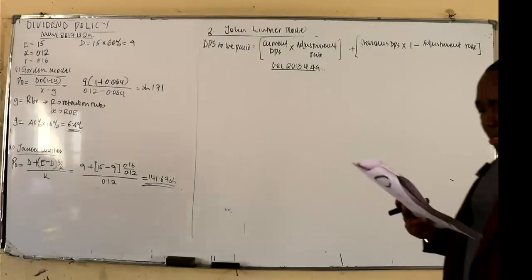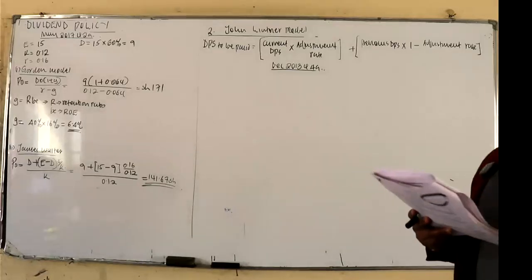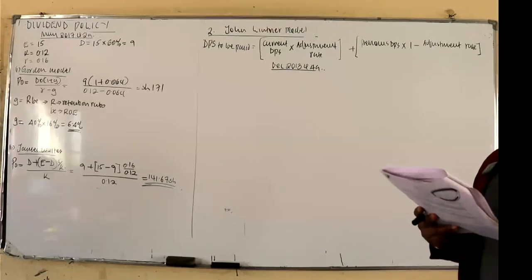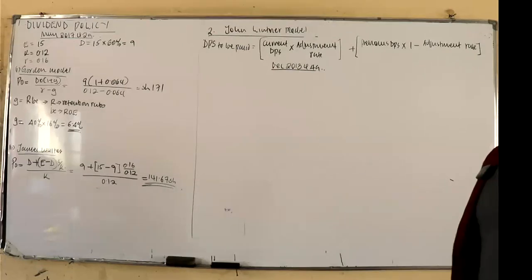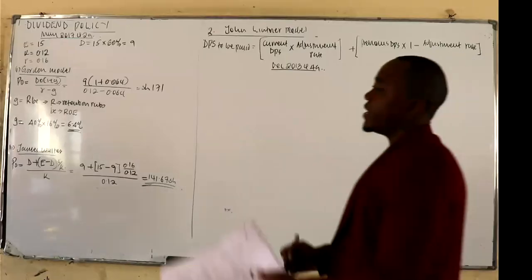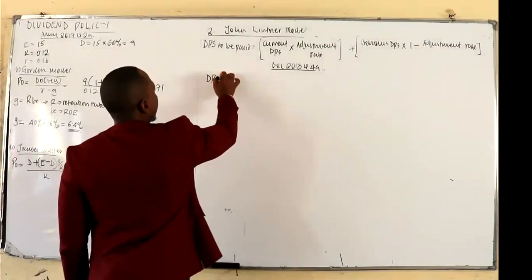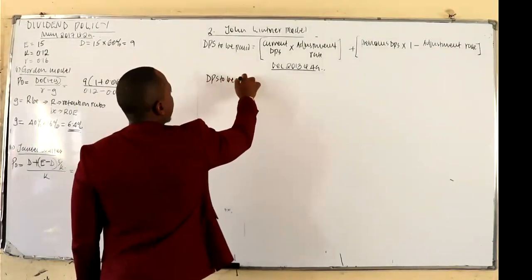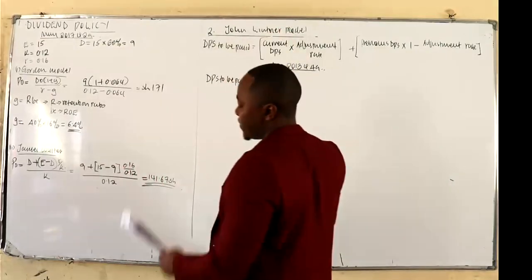Required: using John Lintner's model, determine the dividend per share of Nemax Limited for the year ended 30th of September 2013. Determine the dividend to be paid. So to get the dividend per share to be paid, you take the current dividend per share. And how do we get the current dividend per share?